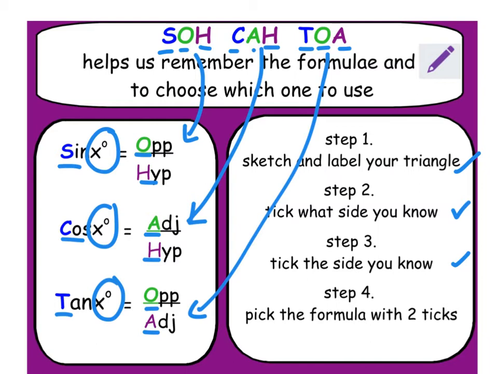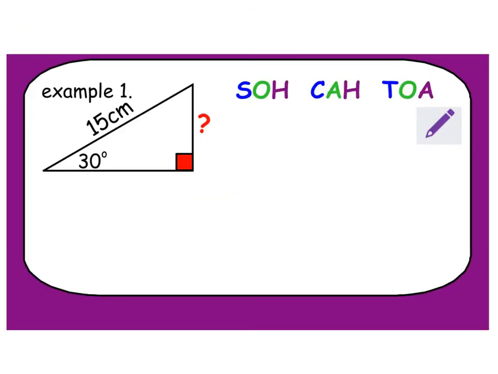So let's have a look at some examples in action. Example 1, here is my triangle. Step 1 was to draw and label the triangle. It's already drawn. So remember, across from the angle is our opposite. Across from the right angle is our hypotenuse.